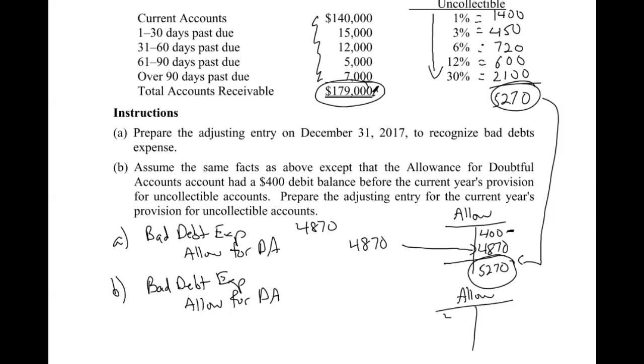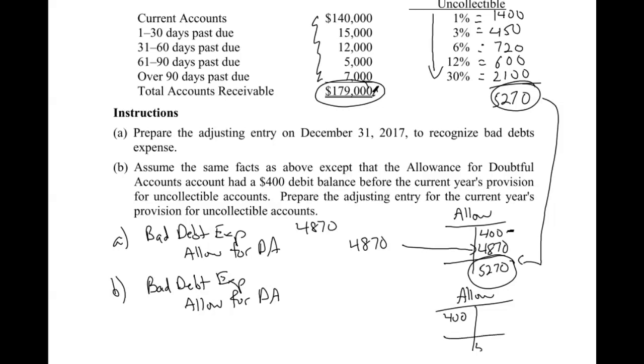Now we're saying it has a $400 beginning debit balance. You might be saying, well, how does it have a debit balance if it's a contra asset, which is a credit balance? Well, it can have a debit balance during the year if we wrote off. Remember, every time we write something off, we debit the allowance for doubtful accounts and credit accounts receivable. So if we wrote off more than what was in there during the year, it would be a debit balance, and then we would do this adjusting journal entry to catch it back up.